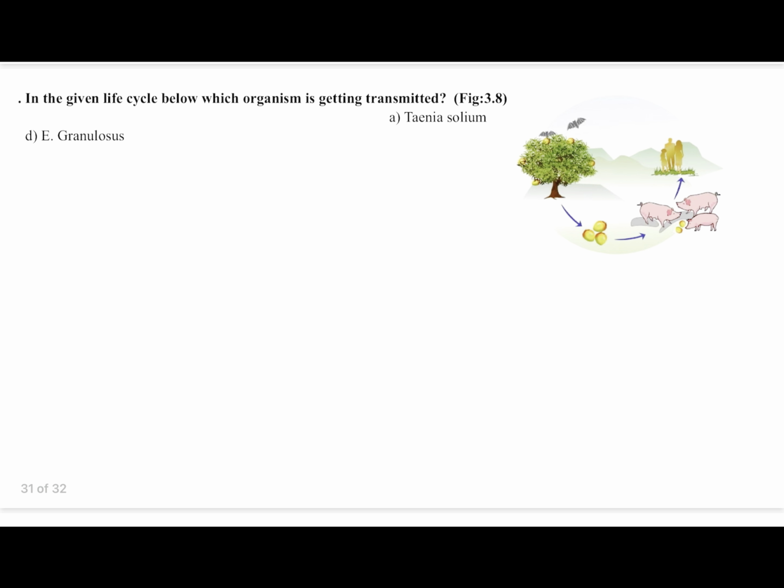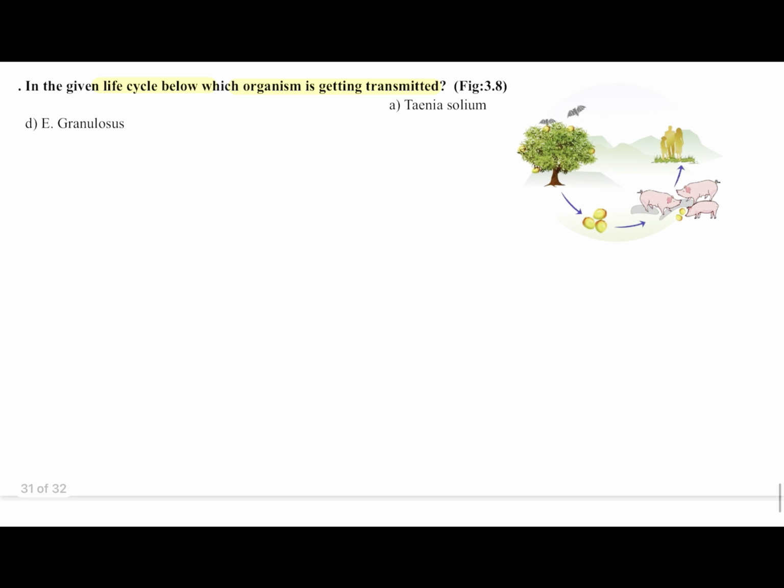So the last question in microbiology was: in the given life cycle, which of the following organisms is getting transmitted? Okay? In this case, I think some options are missing here. A option was Taenia solium. In the exam it was there, but in the PPT I think it is missed. B option was Ebola virus. C option was Nipah virus, and D option was Echinococcus granulosus.